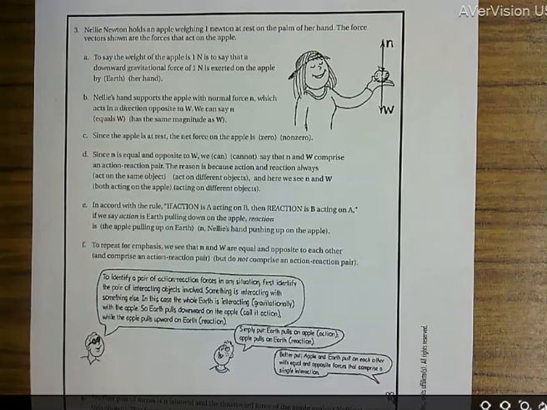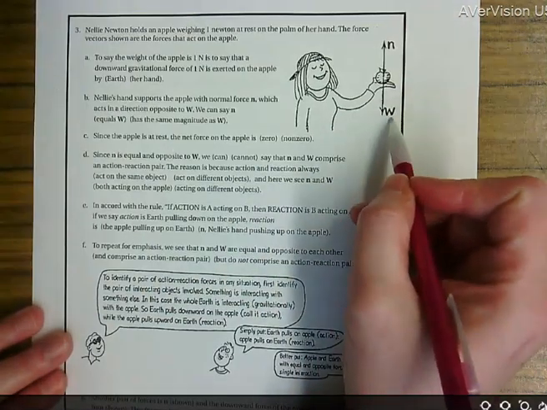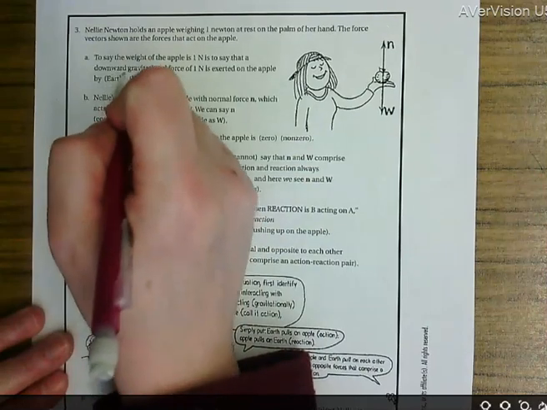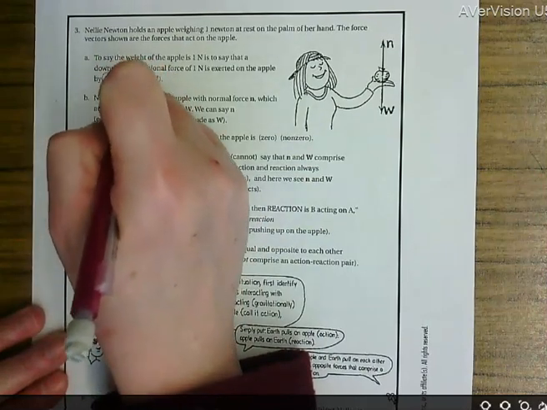All right, so we have Nellie Newton holds an apple weighing 1 Newton at rest on the palm of her hand. The force vectors shown are the forces that act on the apple. To say the weight of the apple is 1 Newton is to say that a downward gravitational force of 1 Newton is exerted on the apple by, again, what exerts the gravitational pull? It's the earth.